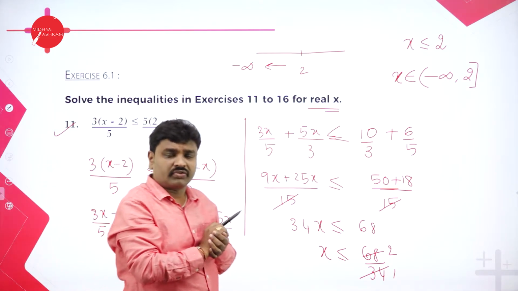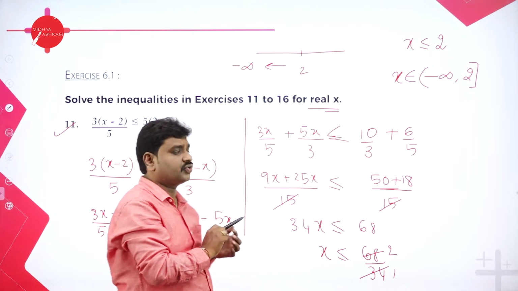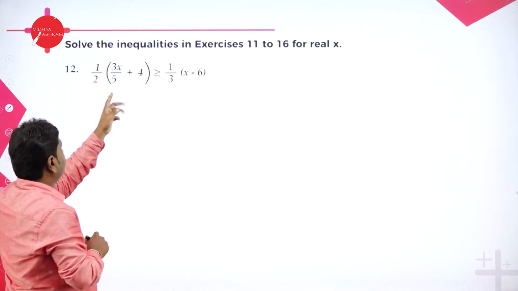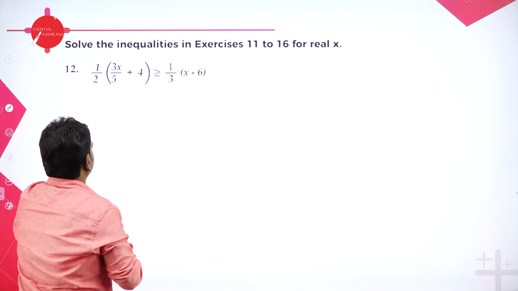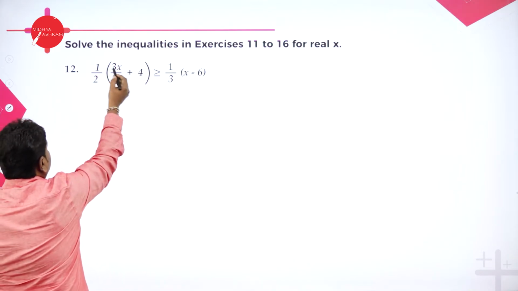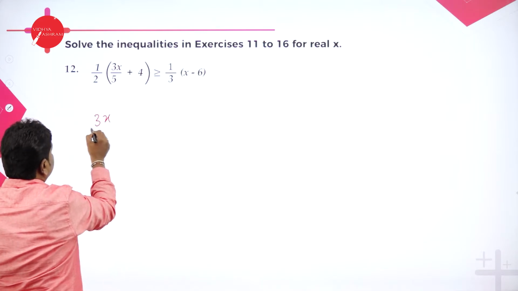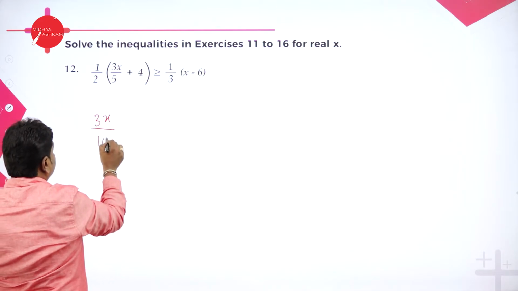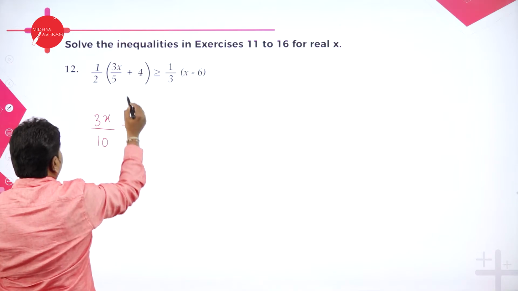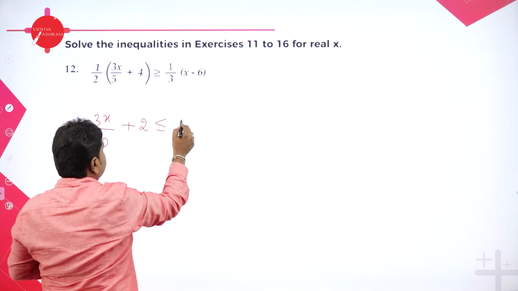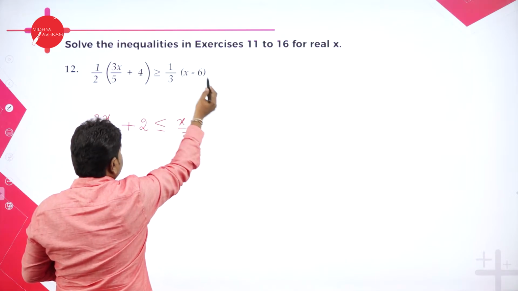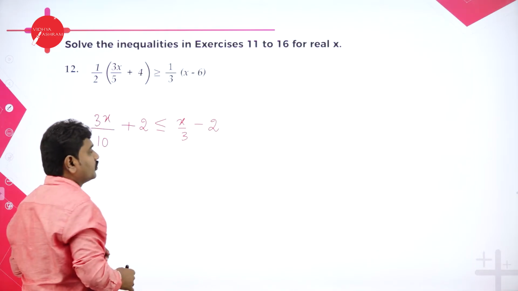They want you to solve for x. We solved for x. Next we have half 3x by 5 plus 4 greater than or equal to 1 by 3 x minus 6. Same, if I multiply half, 3x divided by 2 5s are 10 plus multiply half into 4 is 2 less than or equal to, multiply this, it will become x by 3 minus 6 by 3. 6 by 3 becomes 2.